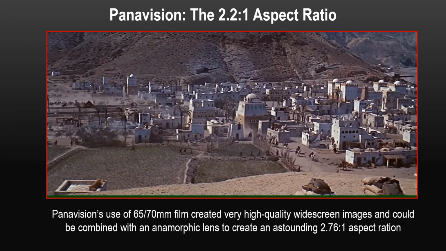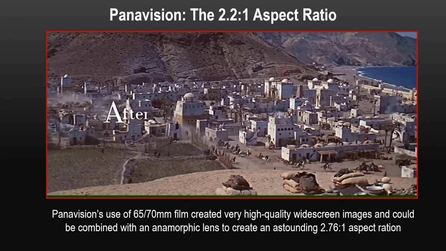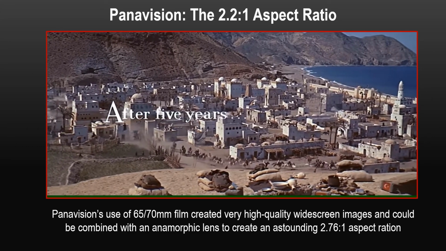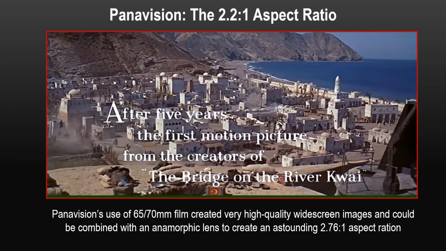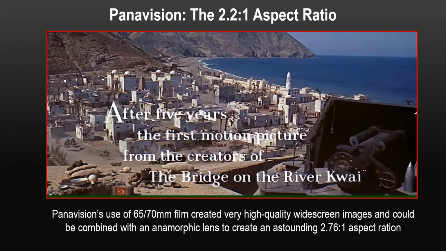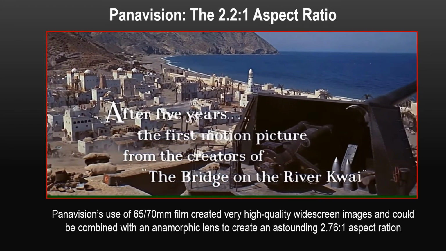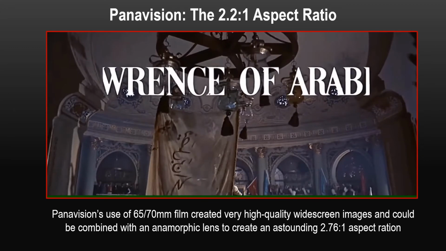I'm certain that many people are familiar with the early films shot using Super Panavision 70. Some of those notable films were West Side Story, My Fair Lady, 2001: A Space Odyssey, and as shown here, the sweeping cinematics used in Lawrence of Arabia.